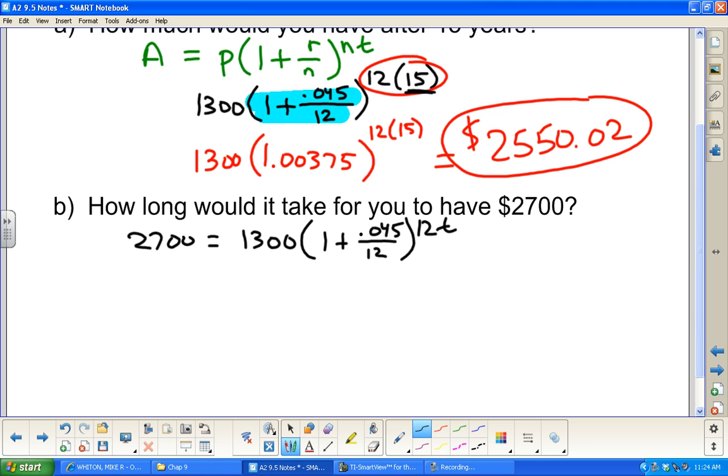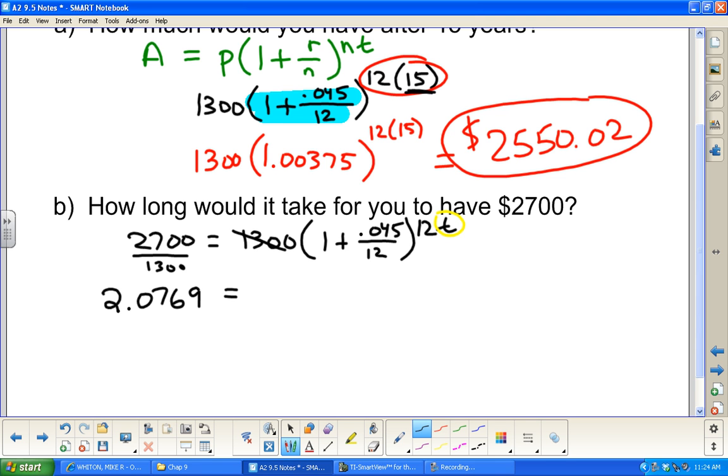Okay, so we have ourselves a little equation to solve. And we want to solve for something that's in an exponent. That's where logarithms will come into play in a second. So let's do a couple things. Let's simplify a little bit. First off, I would actually divide both sides by the 1300. So let's take that 2,700, divide by the 1300, and that's going to end up being 2.0769. I'm just going to carry about 4 decimal places. So again, that was just dividing the 1300 out on both sides.